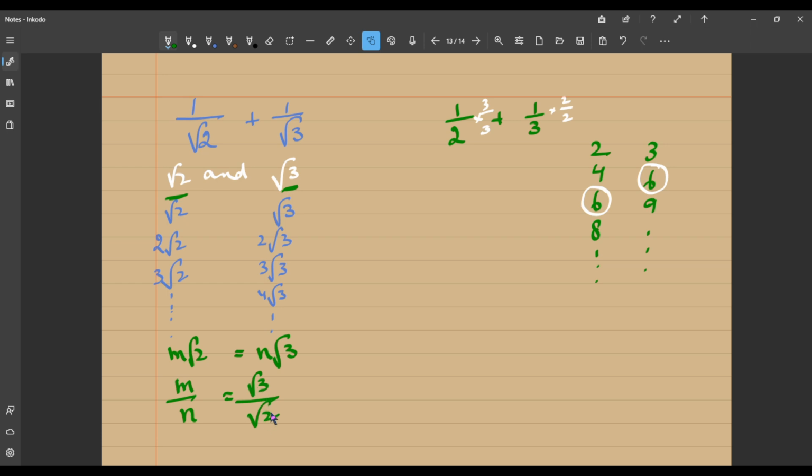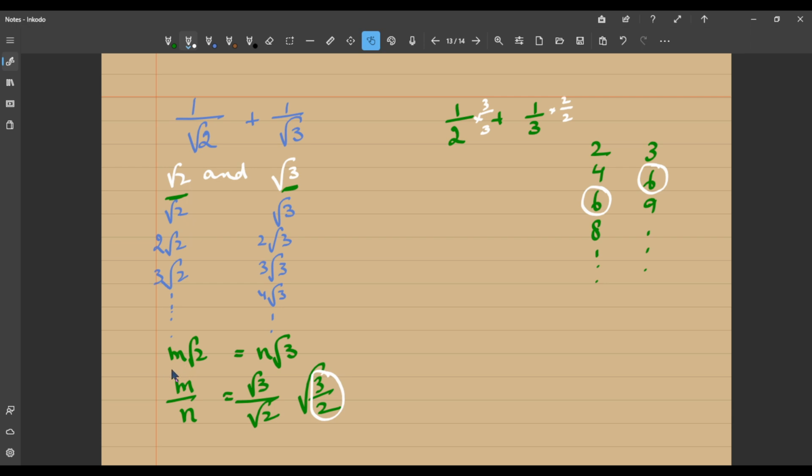Or what is root 3 by root 2 actually? You can write it as the square root of 3 by 2. Now we know that root 3 is an irrational number, root 2 is an irrational number. Here in this case, the square root of 3 by 2 is also an irrational number, because this 3 by 2, which is inside the square root, is an imperfect square. So this is also an irrational number.